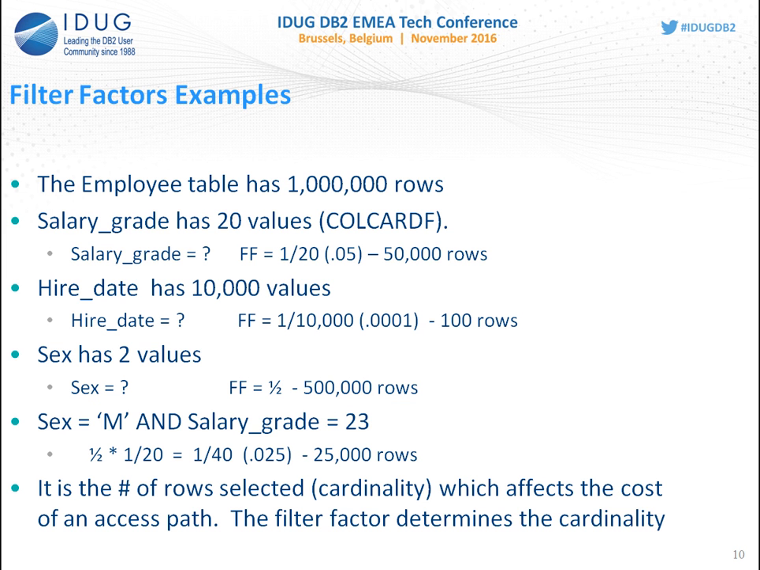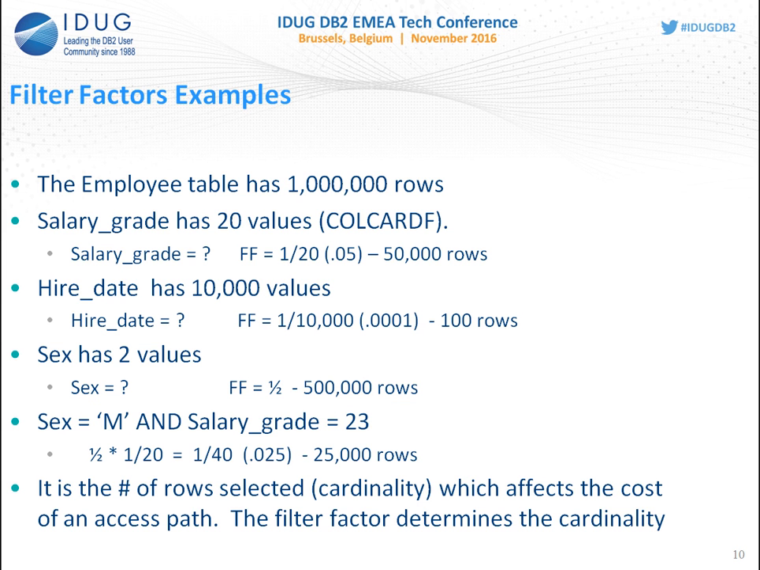If we have two predicates, sex equals M, salary grade equals 23, the filter factor of the combined predicates is 1/2 times 1/20th, or 0.025, and there'll be 25,000 rows selected, which makes sense. If 50,000 rows have a salary grade of 23, and half of them are male, that leaves 25,000 rows.